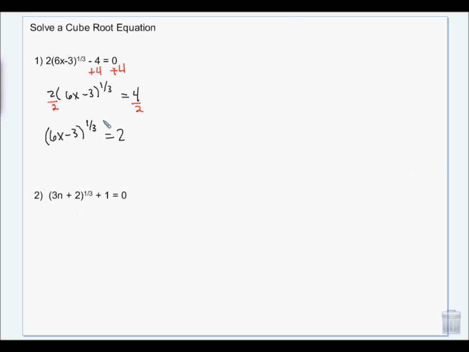Now, because I have a 1/3, which is a cube root, I'm going to take both sides to the power of 3. So I'll get 6x minus 3 is equal to 8. Okay. Add 3 to both sides. 6x is equal to 11. Divide by 6. And x equals 11/6.